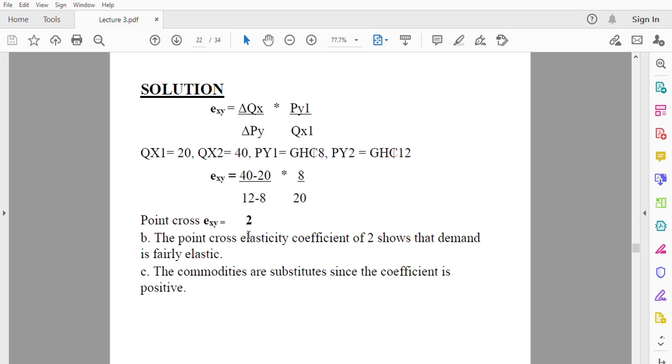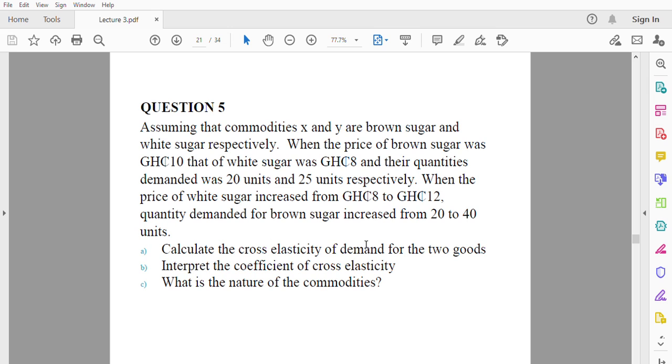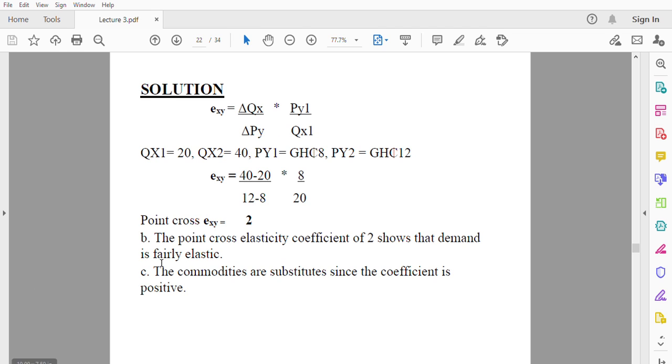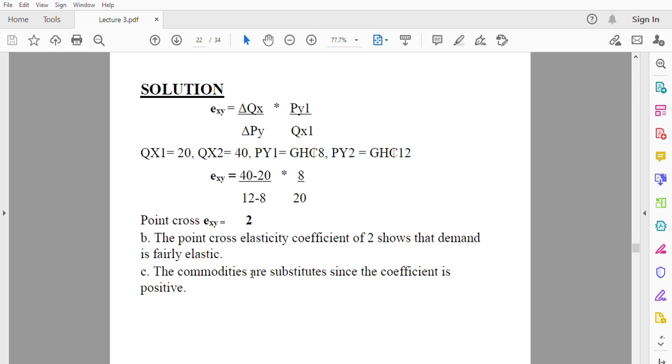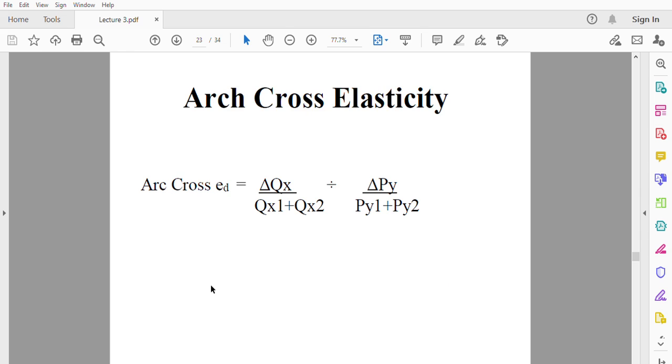So the point cross elasticity, let's go back to the question. The question says calculate the cross elasticity of demand for the two goods. The second is interpret the coefficients of elasticity. So now to the interpretation, the point cross elasticity coefficient of 2 shows that demand is fairly elastic because it's greater than 1. Right, and the last is what is the nature of the commodities? The commodities are substitutes since the coefficient is positive. I believe it's clear.